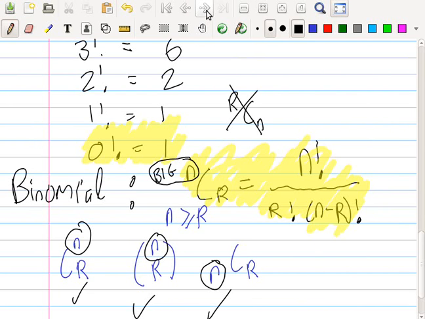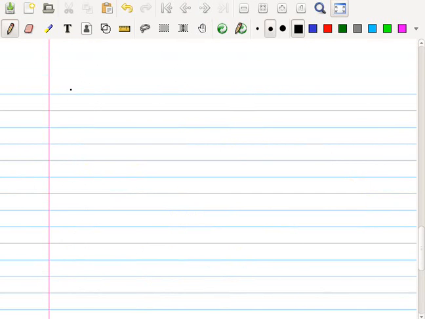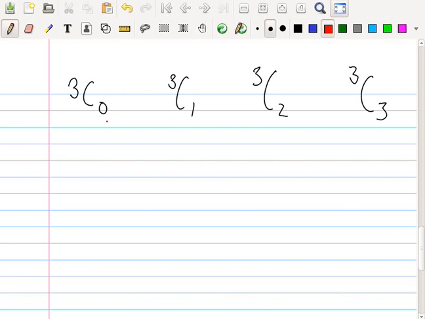Taking your calculator out, I'd like you to type this in, please. I'll go to a new page. So type in 3C0, 3C1, 3C2, and 3C3. On your calculator, type 3, and then the C button, and then 0. Then 1. Then 3C2, and then 3C3. Now, does that look familiar? Yeah, it's Pascal's triangle for row 3.